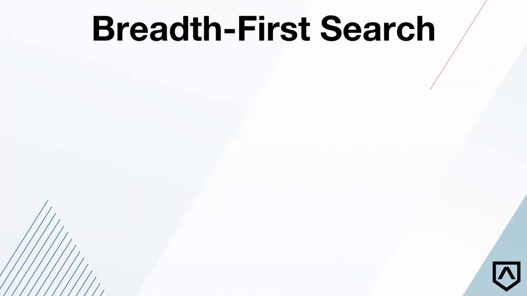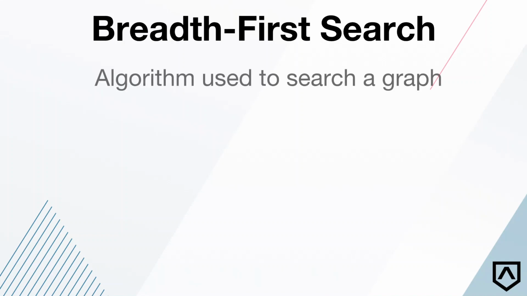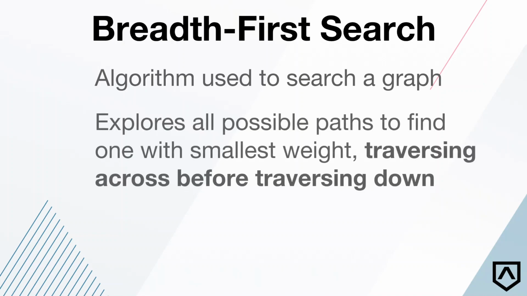So let's talk a little bit about what this searching algorithm actually is. All it is, it's an algorithm that we can use to look through a graph and find a solution to whatever problem it is we're trying to solve. And the way that it works, it's actually going to explore all possible paths in the graph to find the one with the smallest weight, and the way in which it will traverse each path.